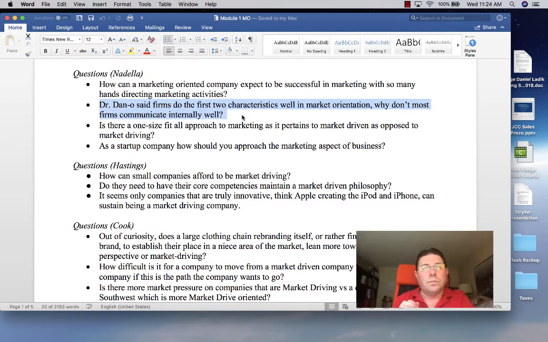Dr. Dano said firms do the first two characteristics well, but why don't the firms communicate internally well? Because of politics.